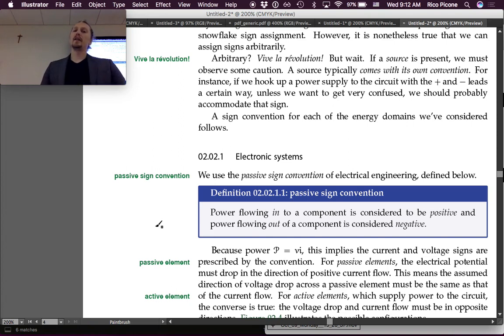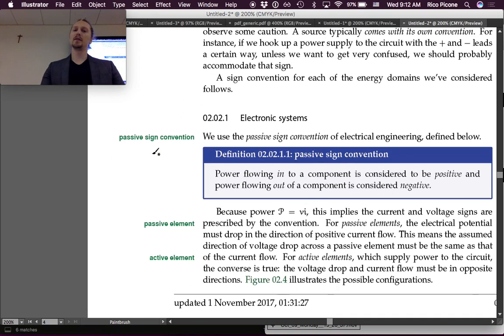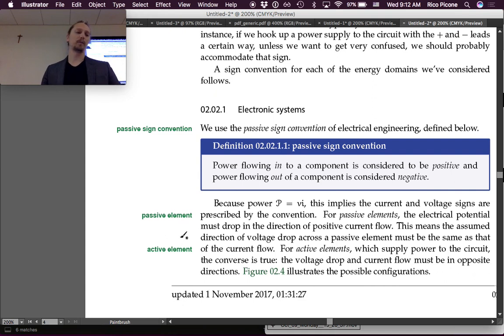Because power is the product of voltage and current, this implies the current and voltage signs are prescribed by the convention. For passive elements, the electrical potential must drop in the direction of positive current flow. This means the assumed direction of voltage drop across a passive element must be the same as that of the current flow. For active elements, the opposite is true. Active elements are our source elements. The voltage drop and current flow must be in opposite directions.